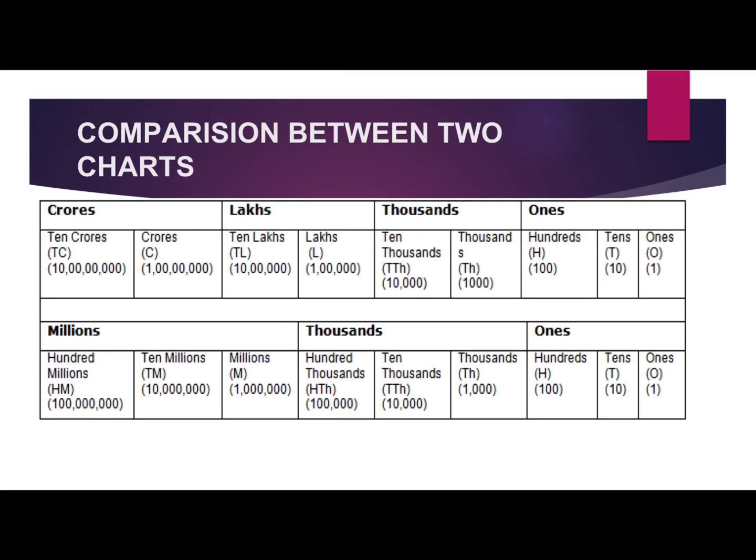Now what is the difference between these two charts? Let me start from the Indian place value chart and the international place value chart. You can see that both the ones places are the same. In thousands, the Indian place value chart has thousands and 10,000s, but the international place value chart has thousands, 10,000s and 100,000s. And the Indian place value chart has lakhs and crores, but here in the international place value chart it is millions, 10 millions, 100 millions. Okay.